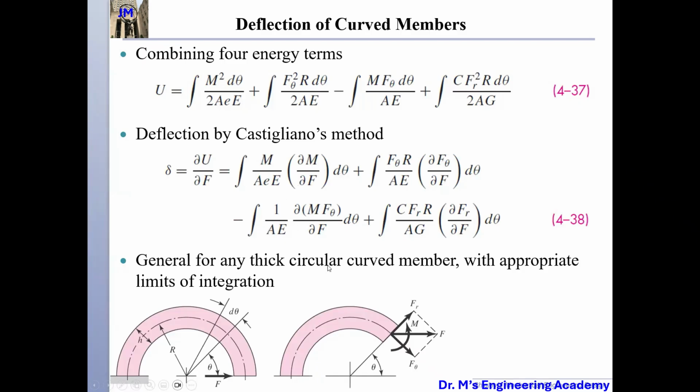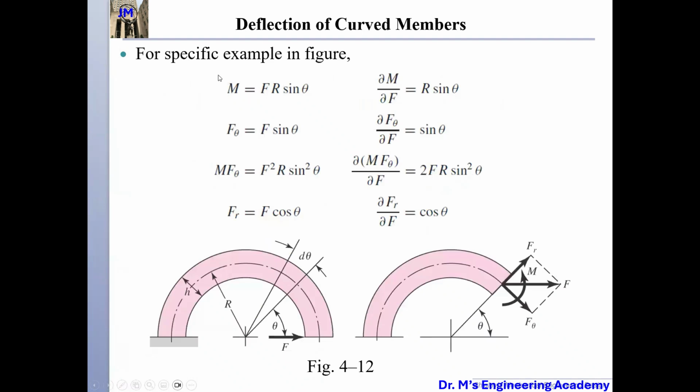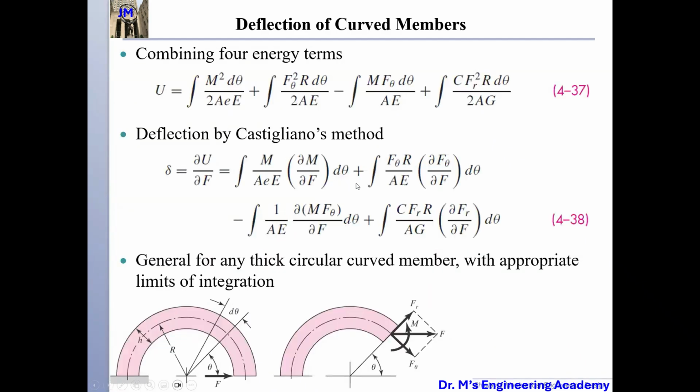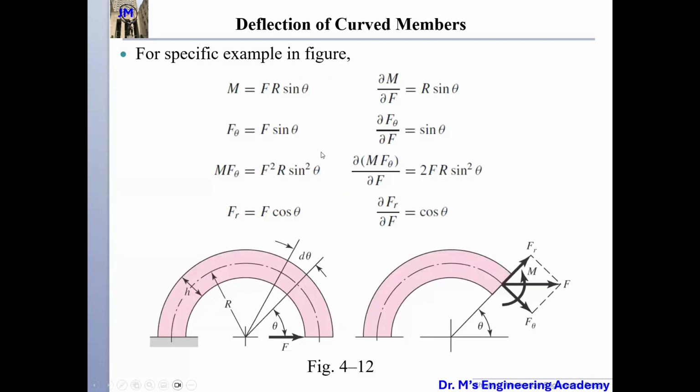So we are going to use this equation. So generally for any thick circular curved member with a proper limit of integration, we have this integration. We are going to have an example. So for the specific example in the figure, the I theta and I r are given here. All these are given in this column, and these four are given in this column. And we are going to use these variables based on this equation to calculate the problem.